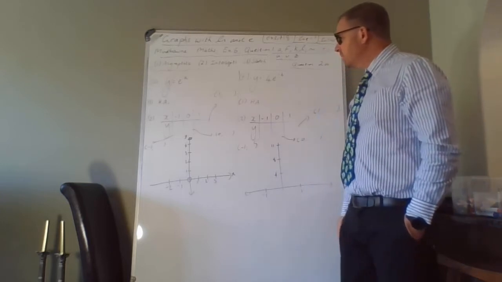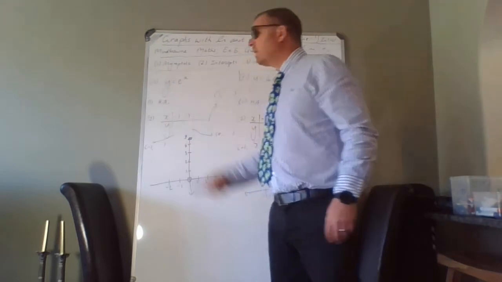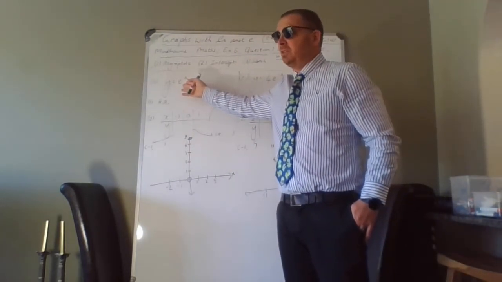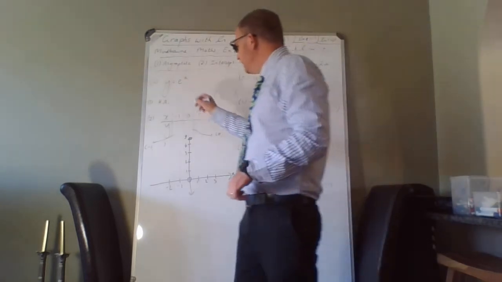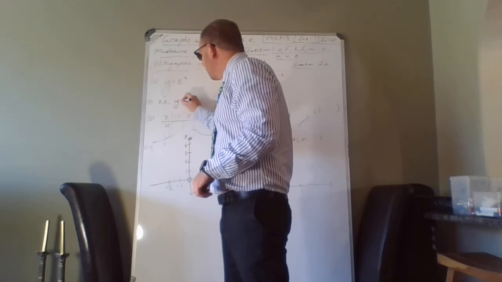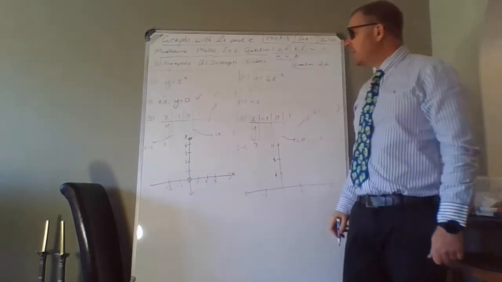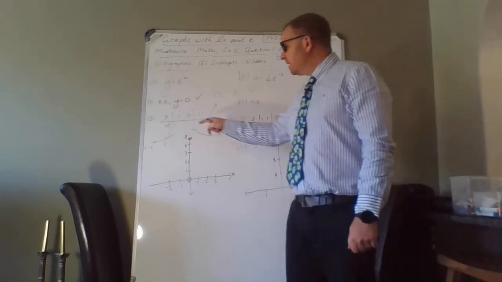So we're going to start off with question A, which is sketch y is equal to e to the x. Well, if you had y is equal to 2 to the x, you know that there'd be no vertical shifts. So first of all, what's your horizontal asymptote going to be? It's going to simply be y is equal to 0. Tick.